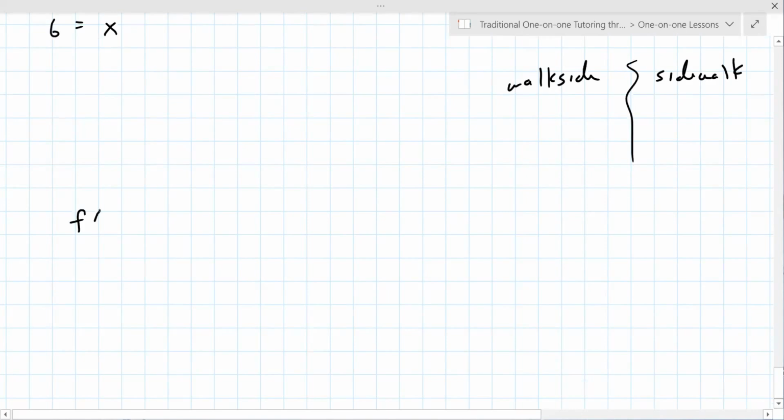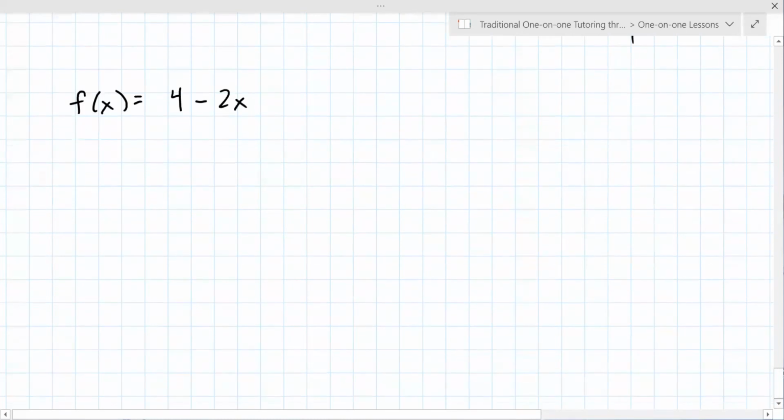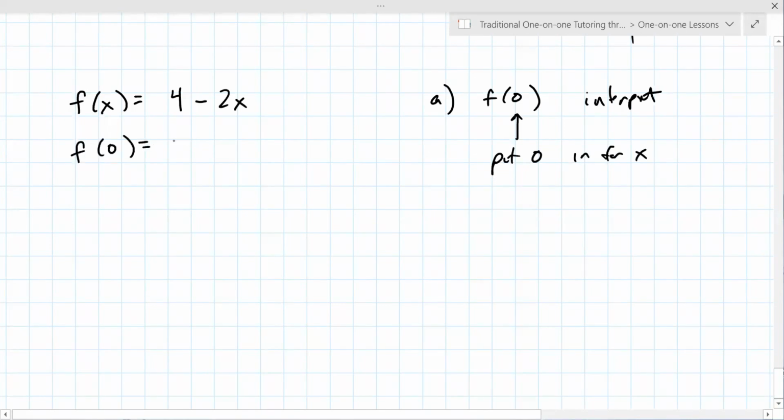So let's say your f of x equals 4 minus 2x. Okay. Part A is going to say find f of 0, and then it's going to say interpret. So this means put 0 in for x. Do you see how that goes in for x? Yes. And then you simplify.